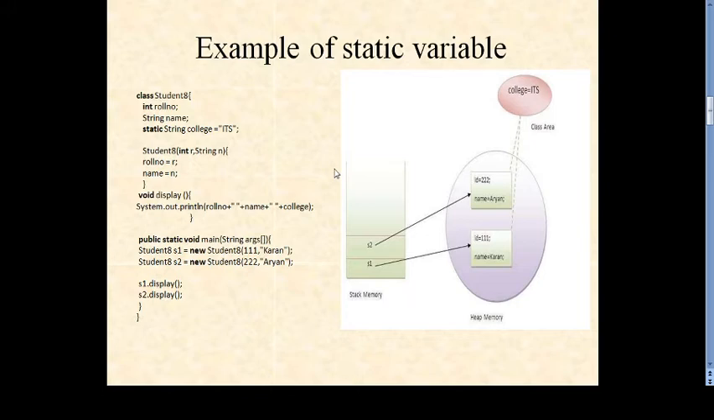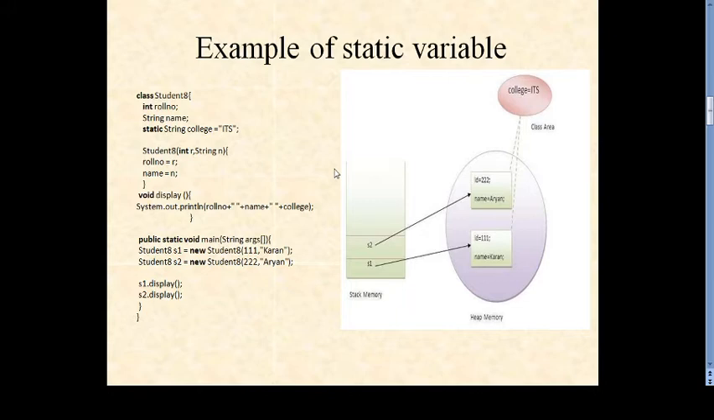Here we have a constructor which initializes the instance variables, roll number and name, and a display function which displays the values of the instance variables, roll number and name, and the college, which is common to all objects. When we create objects of this class, we need to pass only parameters for roll number and name, and the college property is common to all objects.